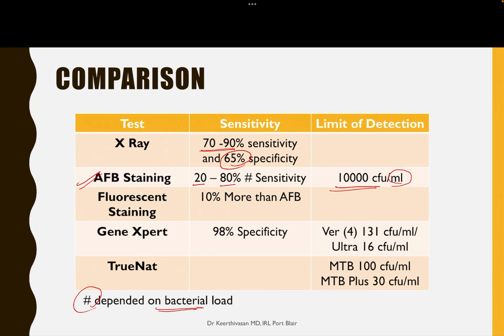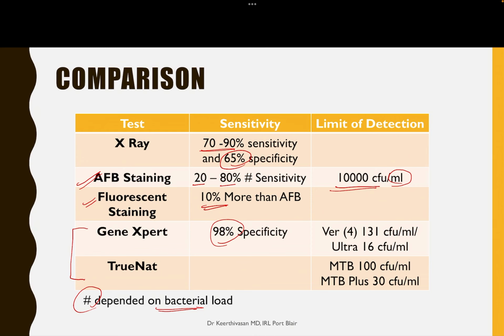So now next coming to fluorescence staining. So here we use a little more sensitive technique. Fluorescence stains are used. So it is a little better, 10% better than acid-fast staining. Now we have our 2 tests, the NAT tests, GeneXpert and TrueNat test. So here you can see GeneXpert has around 98% specificity. Okay, so with 98% it can confirm that this particular thing is TB, and also the rifampicin resistant status.